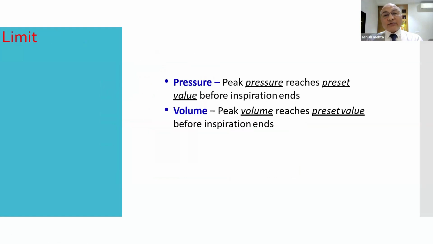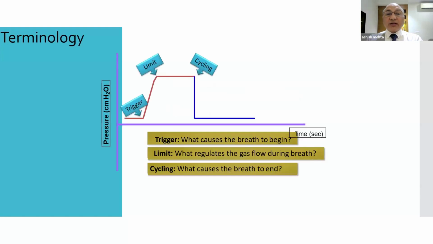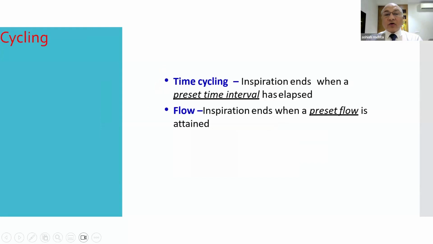When it comes to limit, it is either a pressure limit or a volume limit. Pressure limit means the set pressure is delivered and inspiration ends, so the pressure reaches the preset value before inspiration ends. And volume limit means a certain volume is reached and inspiration ends. So that is about limiting a positive pressure breath: the limit is either pressure or volume.